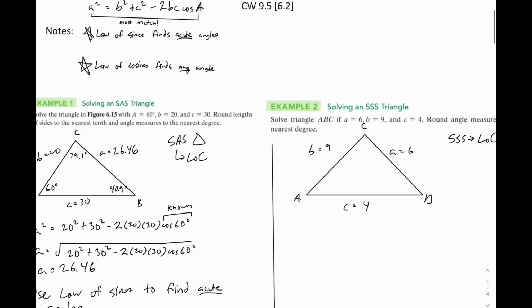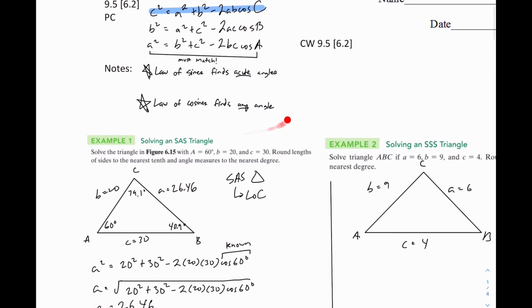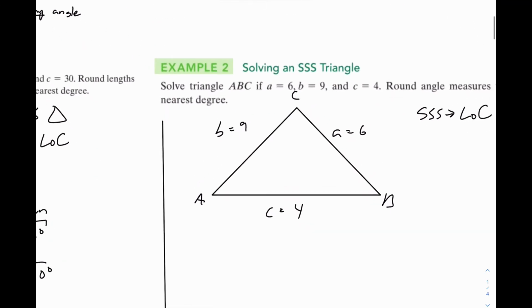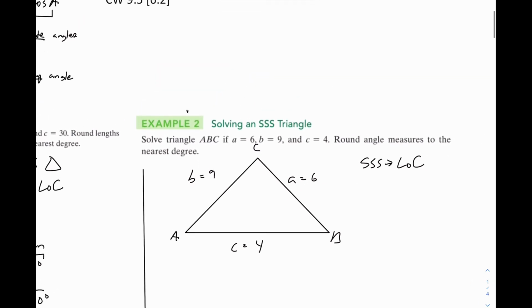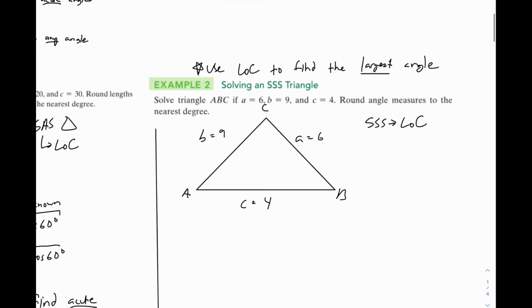Now, notice how I put law of cosines finds any angle, which means you can really pick any angle to find here. It doesn't matter. But to make it easier for you, what I want you to do is use law of cosines to find the largest angle. That way, when you hit the law of sines part, you just don't worry about it because you found the obtuse angle. So the largest angle should be B, since this is the longest leg.